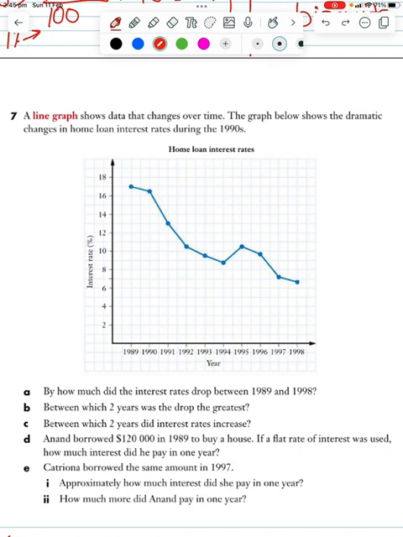So the next type of graph we're going to look at is a line graph, and these are graphs that have data that changes over time. The below graph for this question shows the changes in home loan interest rates during the 1990s.